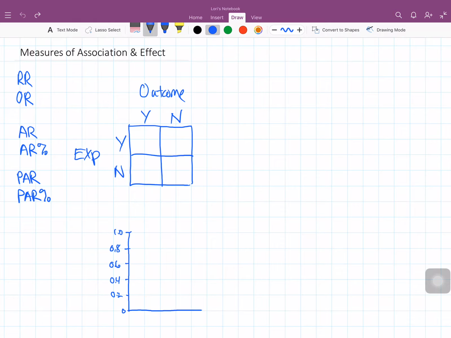Hello and welcome to this recording on measures of association and effect. In this recording, we will be reviewing quickly relative risk and odds ratio. I'll mention them, but our main focus is going to be on attributable risk and attributable risk percent, and then population attributable risk and population attributable risk percent. That's a mouthful. So I'll just call them AR and AR percent and PAR and PAR percent.